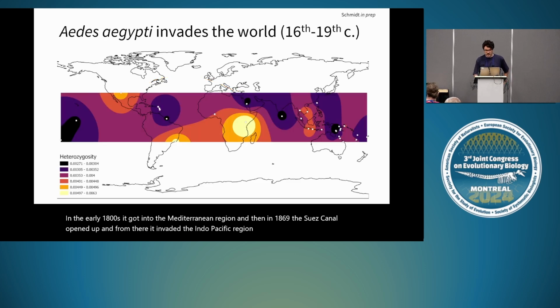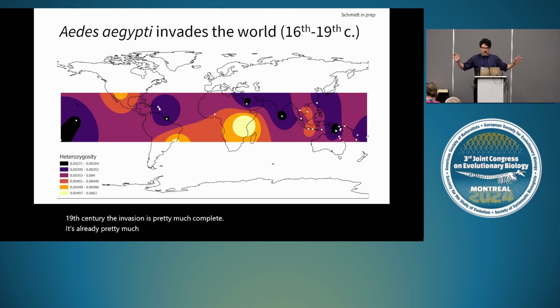Now, if you look at a map of individual genetic variation, that lines up pretty nicely with these invasion histories. We see a lot more variation in the native range and then less everywhere else. I want to really get across this one point, which is that by the end of the 19th century, the invasion is pretty much complete. It's already pretty much everywhere it's going to be by the end of that time.